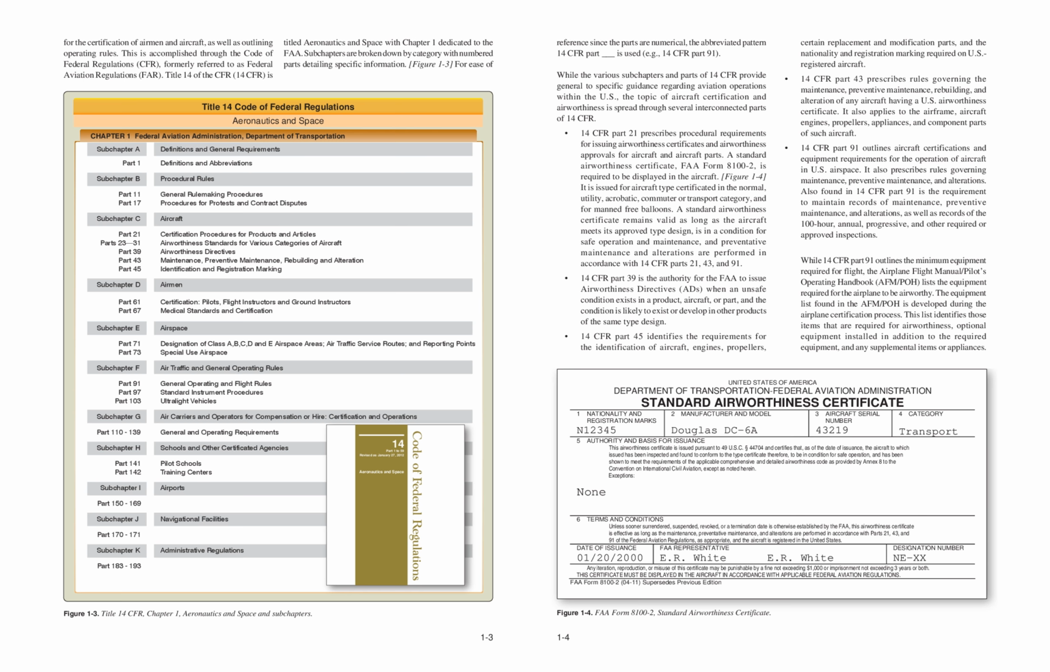FAA Representative: E.R. White. Any alteration, reproduction, or misuse of this certificate may be punishable by a fine not exceeding $1,000 or imprisonment not exceeding 3 years or both. This certificate must be displayed in the aircraft in accordance with applicable Federal Aviation Regulations. Designation Number: NE-20. FAA Form 8100-2, 04-11, supersedes previous edition. Figure 1-4. FAA Form 8100-2, Standard Airworthiness Certificate.